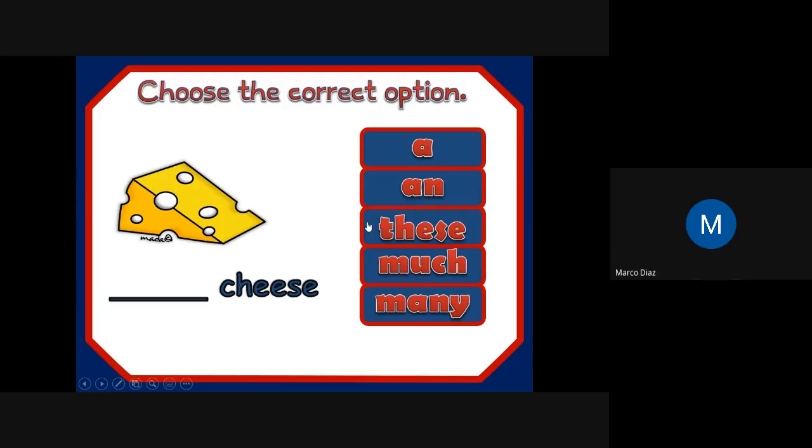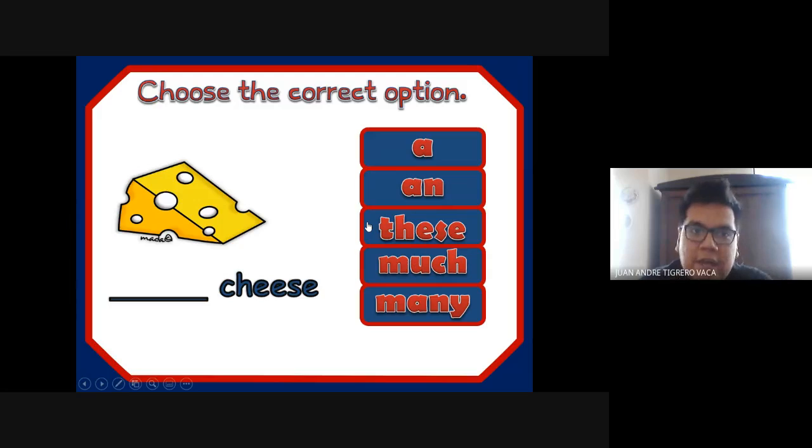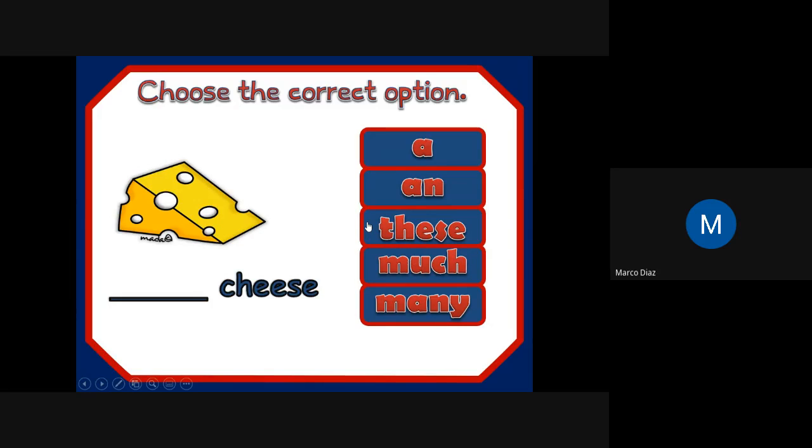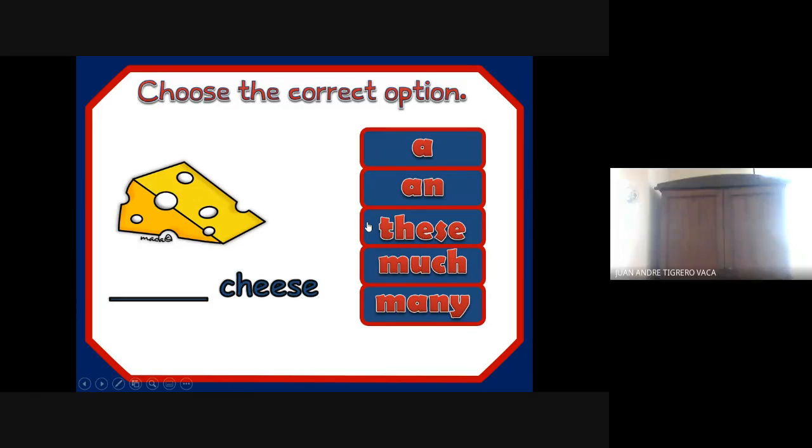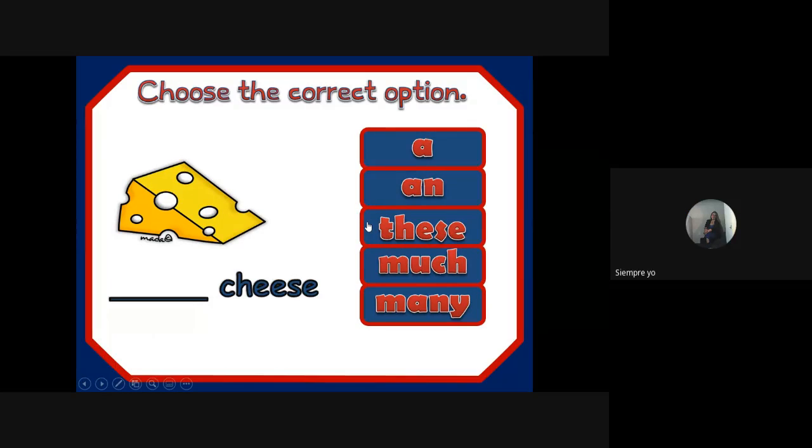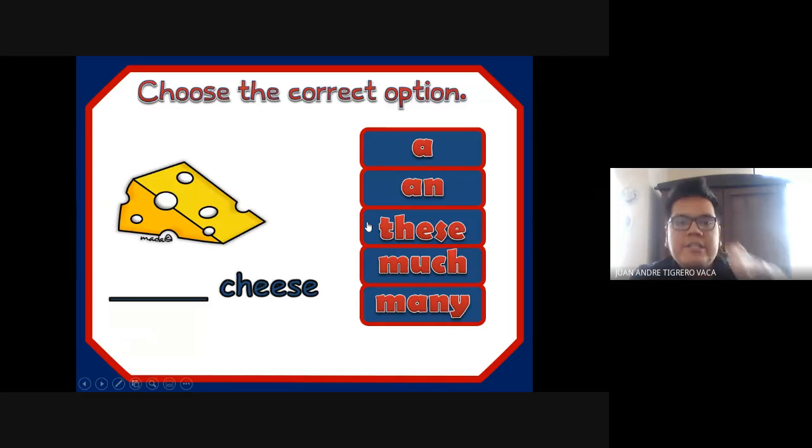All right, like this. Remember, something that you can cut and serve into slices, like bread, is it countable or uncountable? Like cheese, in this case, can you cut cheese and make slices of cheese? Uncountable. Remember, keep in mind when you can cut things like cheese, like bread, like pizza, those things are uncountable. You count slices, you count pieces, but you don't count the thing like cheese.